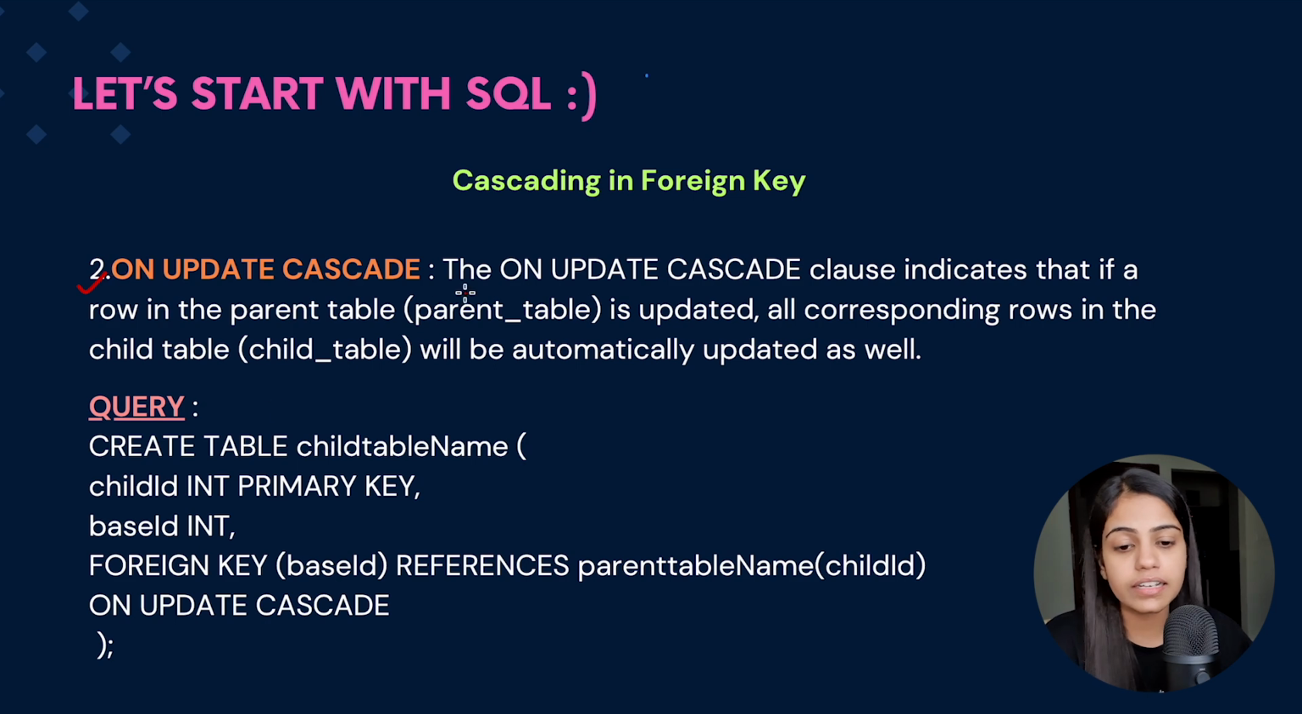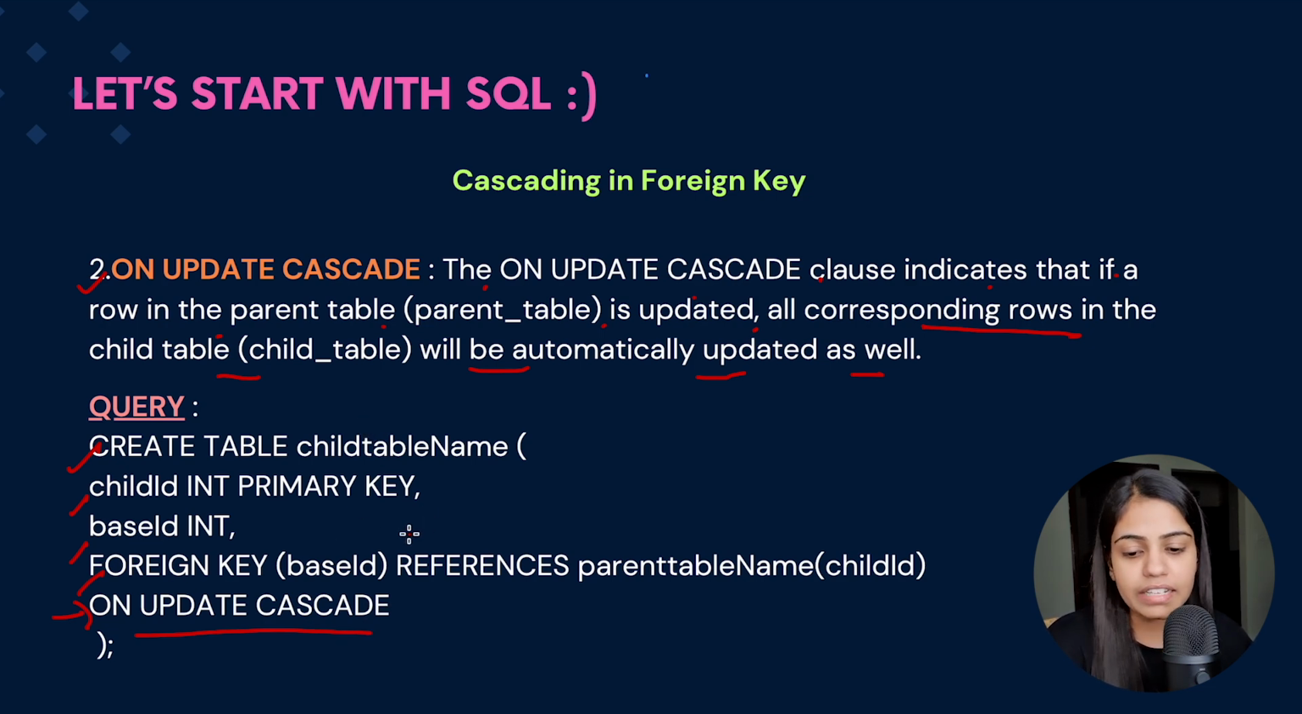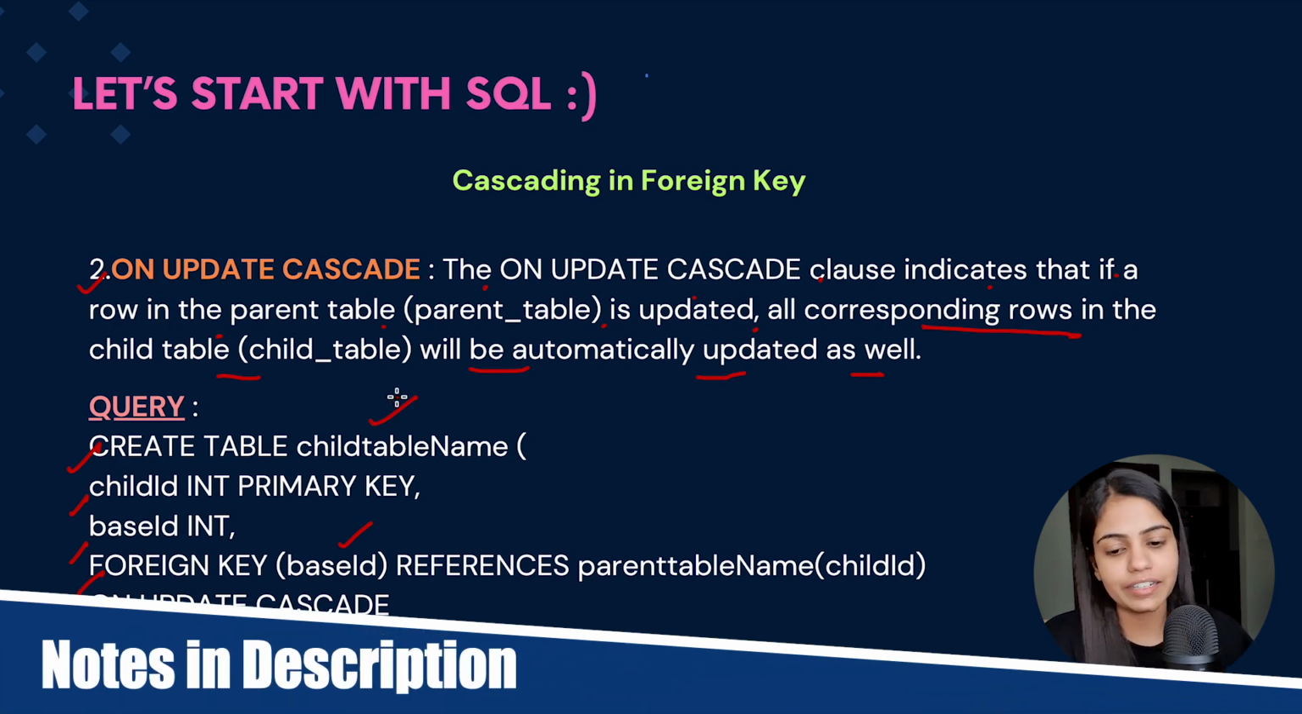What is on update cascade? The on update cascade clause indicates that if a row in the parent table is updated, all the corresponding rows in the child table will be automatically updated. So it says that if there is any kind of change or any kind of updation which has happened in the parent table, the same would be reflected in the child table. While creating a table, at the very last we can provide this on update cascade, which makes sure that if any value is updated in the parent table, that is the base table, the same is replicated in the child table as well, thus maintaining the referential integrity.